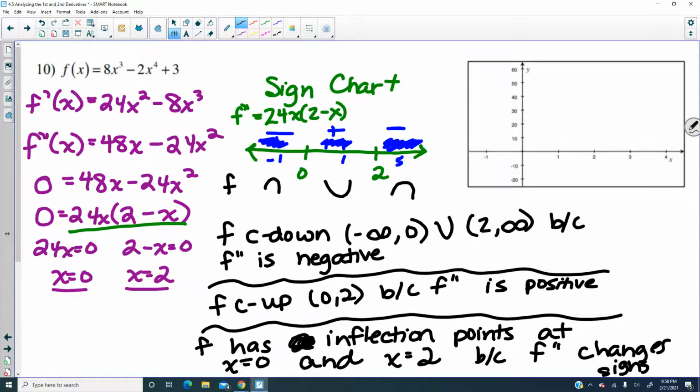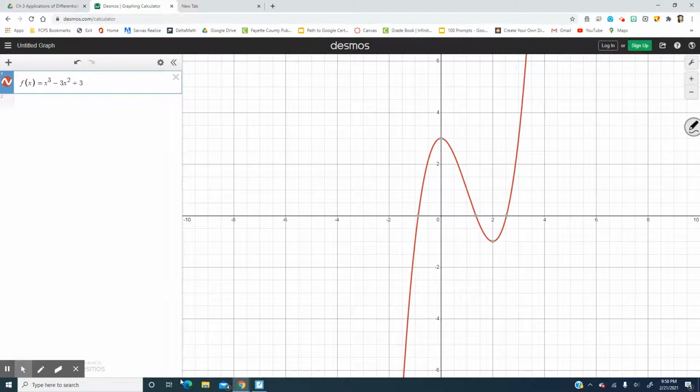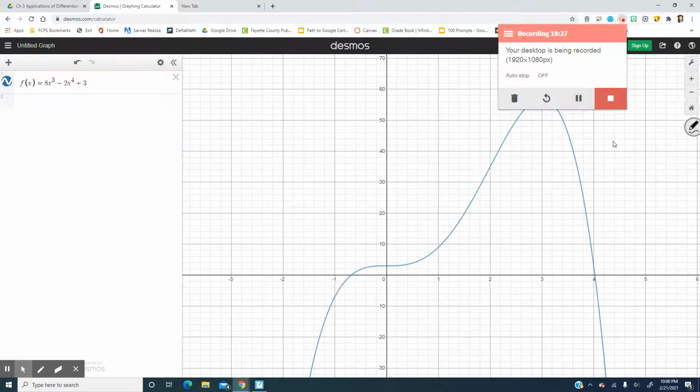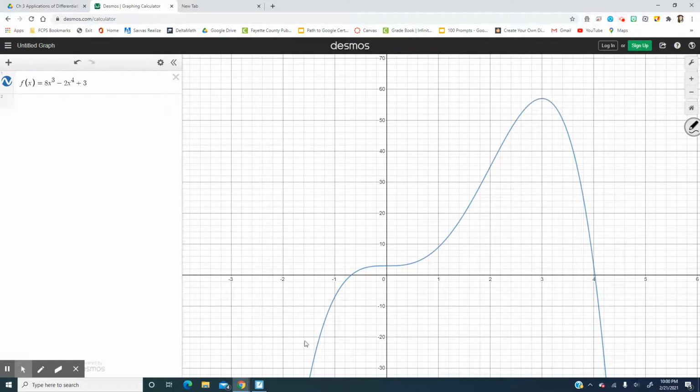So now we're going to graph. So let me graph it. So here's the graph. I did have to change the scale, so if you notice the scale is not your standard scale. But we did say that there were 2 inflection points. We said there was one at x equals 0, which is right here. So this graph is changing from being concave down to concave up, right at x equals 0.